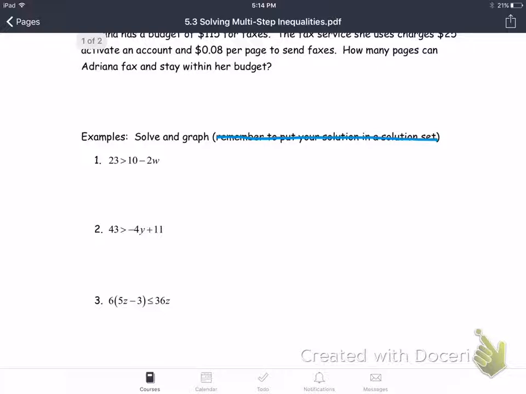Okay? Now, the first thing that we would do to solve this is you have 23 is greater than 10 minus 2w. Again, we just want to get w by itself. So, we would just subtract 10 on both sides. And then you would end up with 13 is greater than negative 2w. Now, to get the w by itself one more time, you have to divide both sides by negative 2, but be careful because when you divide both sides by a negative, you have to remember that the sign has to switch.